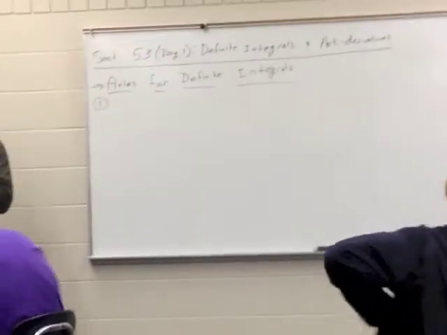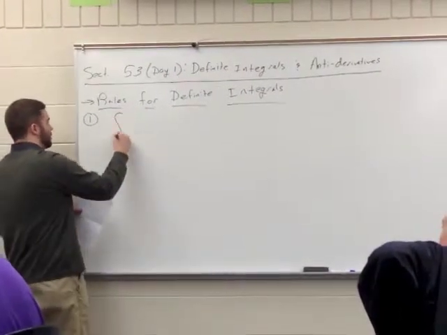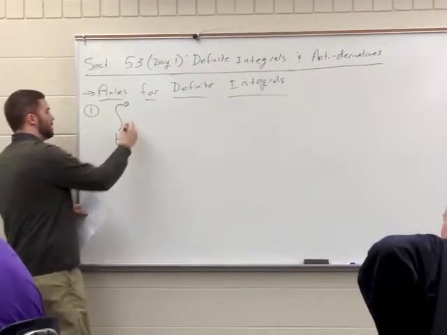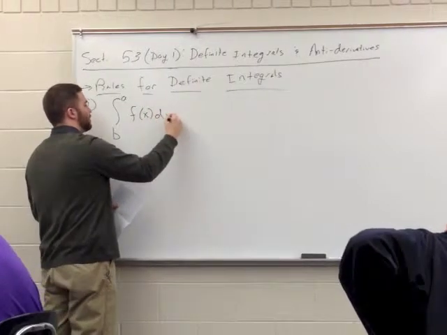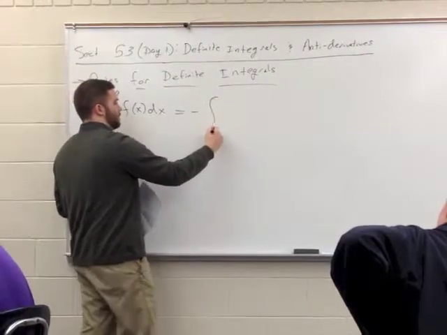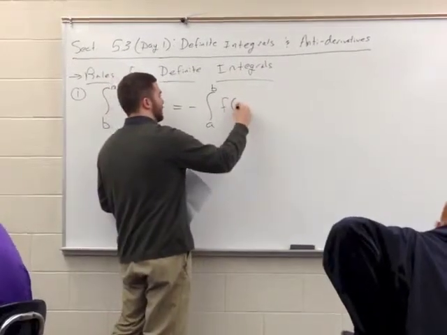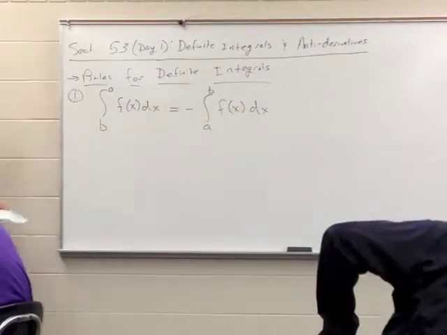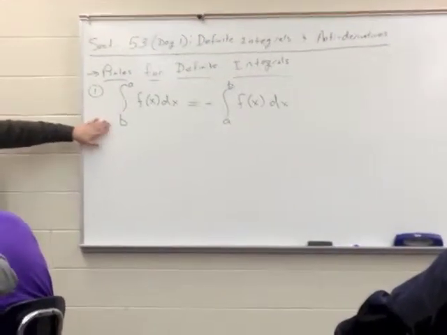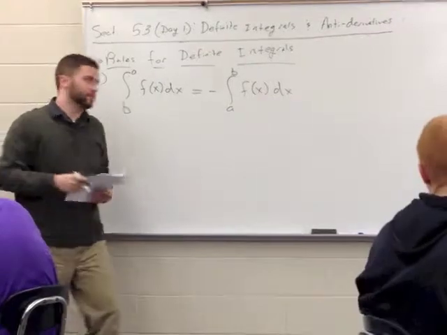So we had rules for derivatives, we had rules for limits, we also have rules for integrals. The first rule is if I take the integral from b to a, remember we usually start with a to b, but if I take the integral from b to a instead of a to b of f of x dx, that is the same as the negative of the integral from a to b of f of x dx. In other words, if I switch the limits of integration, integrating from b to a as opposed to a to b, that's the same as the negative of the original.